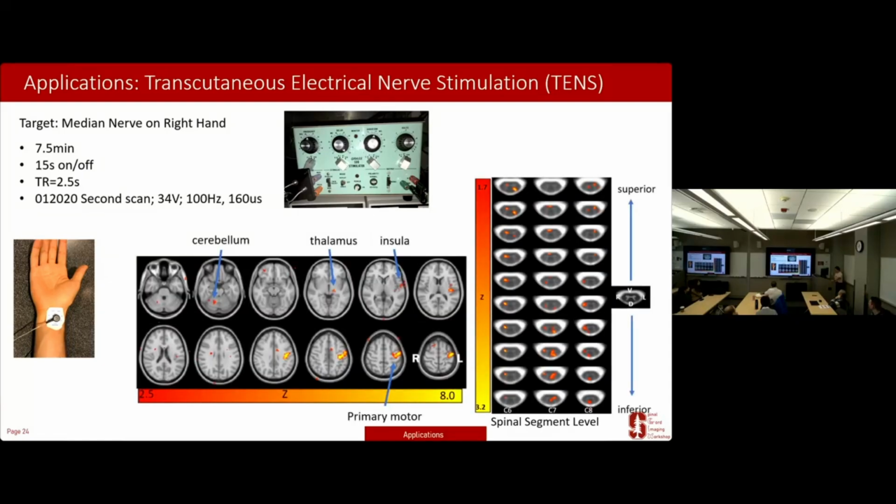Brain activation includes left motor, left insular, thalamus, and the right cerebellum.